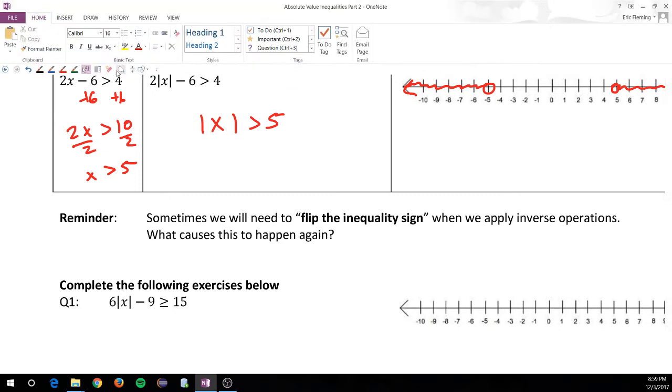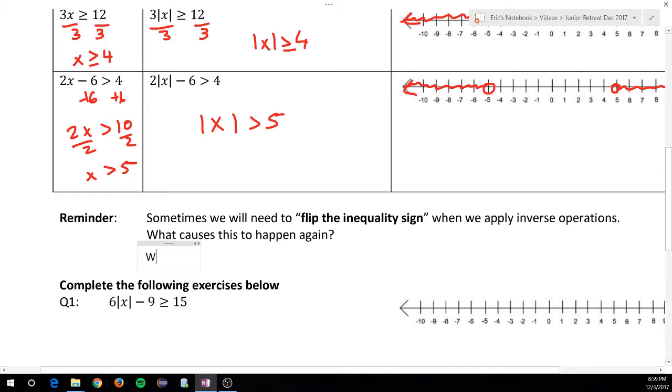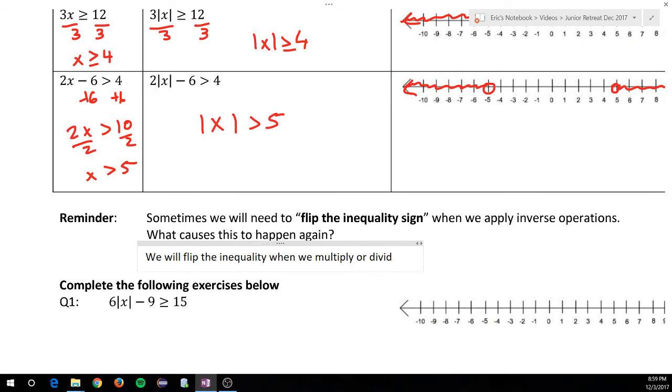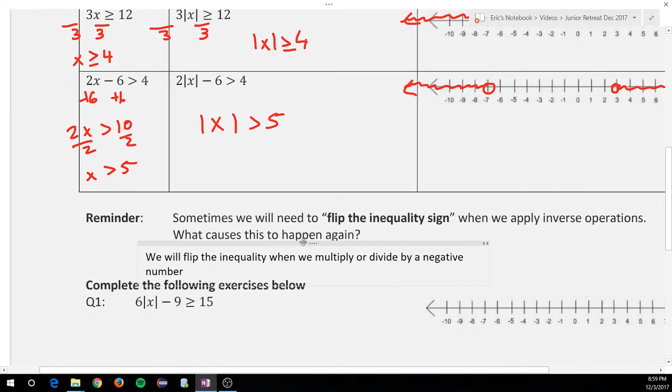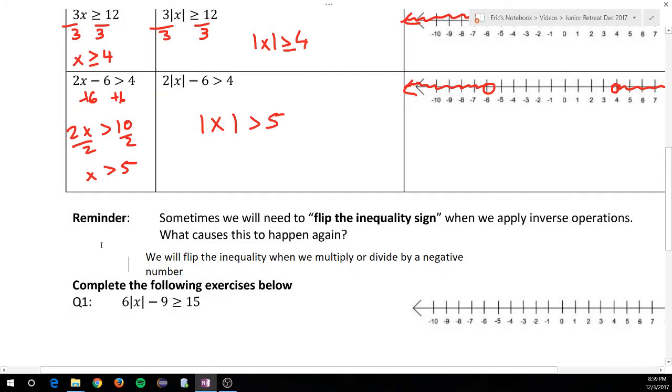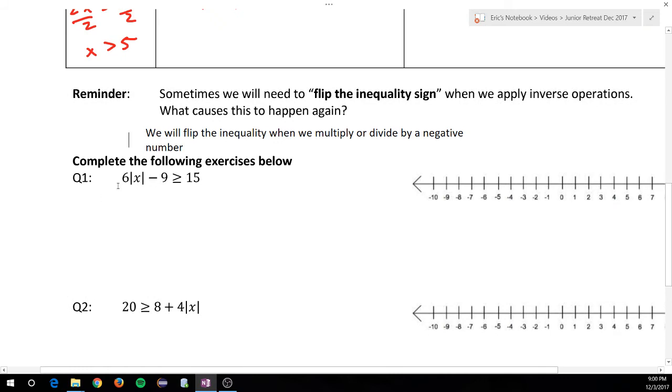Now that you've given that some time, let's see. So we will flip the inequality when we multiply or divide by a negative number. Keep in mind that we are going to divide more than we will multiply. And that's just a product of the types of problems that I give you, but they are equally likely mathematically.